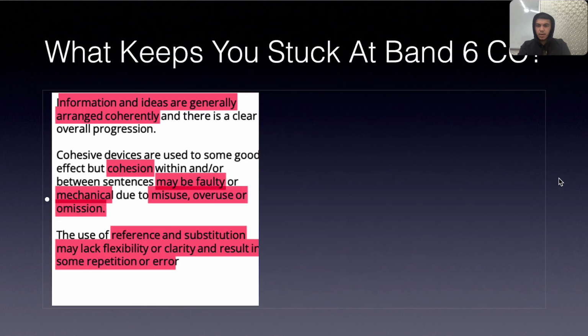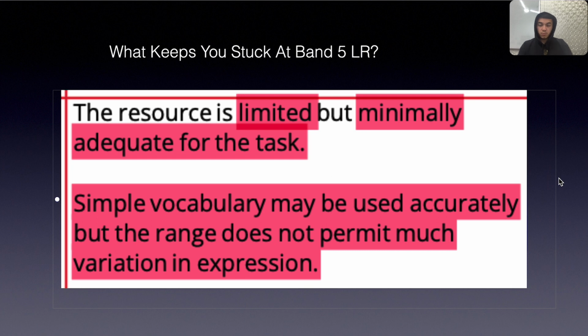Okay, now I think we're moving to lexical resource. So what keeps you stuck at band 5 lexical resource? Lexical resource is a fancy way of saying vocabulary. So your resource is limited, but minimally adequate for the task. Minimally here is being used as a positive, which is really funny and paradoxical, I would say. So your resource is very limited. You use very simple vocabulary, and some of it may be used accurately and some of it maybe not. And your range doesn't permit much variation in expression.